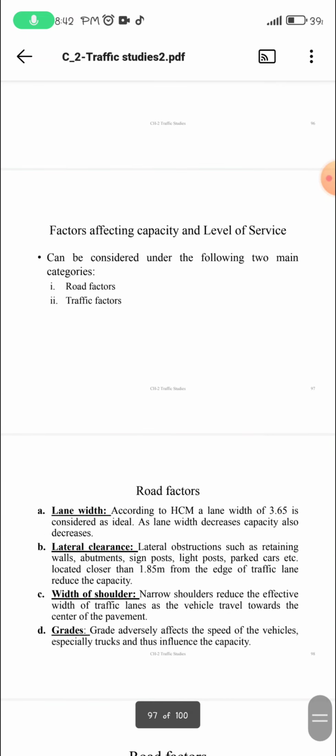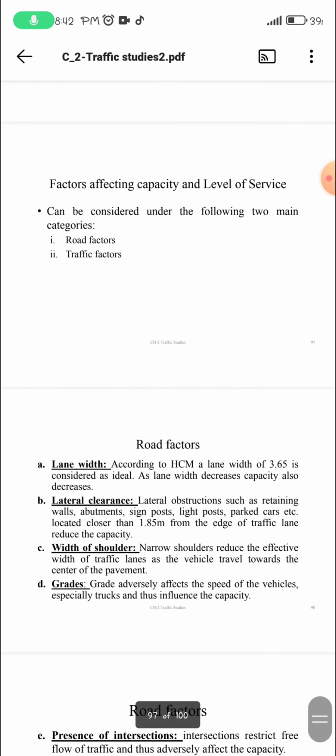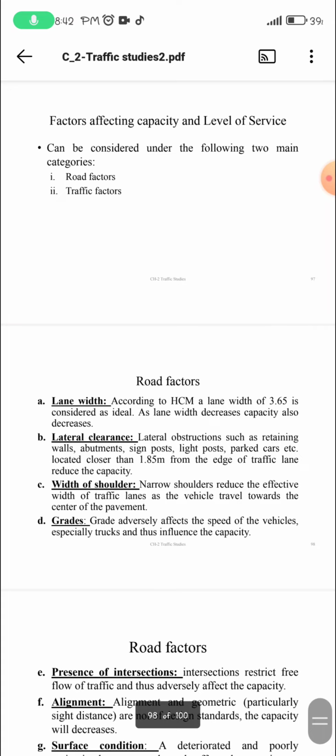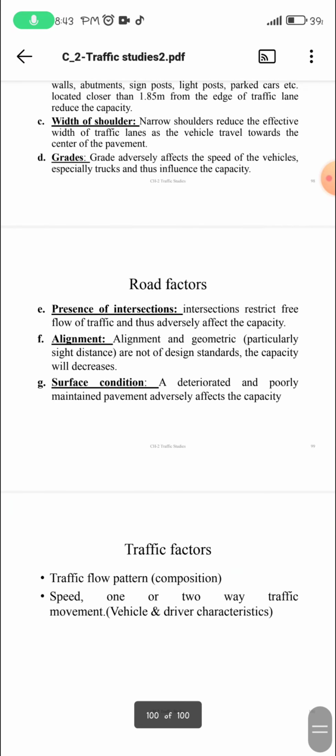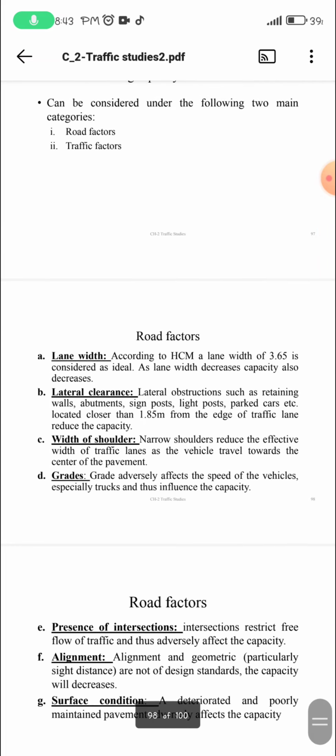Factors affecting capacity and level of service can be considered under the following two main categories: road factors and traffic factors. Road factors: lane width, lateral clearance, width of shoulder, grades, presence of intersections, alignment, surface condition. Traffic factors: traffic flow pattern, composition, speed, one or two way traffic movement, vehicle and driver characteristics.